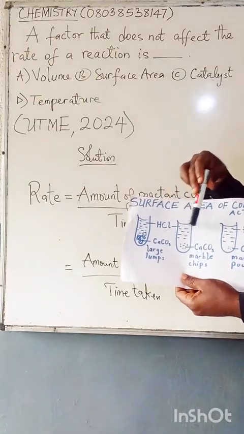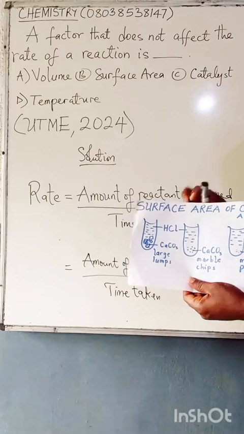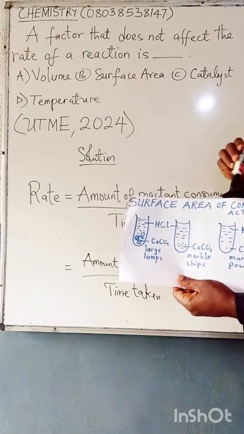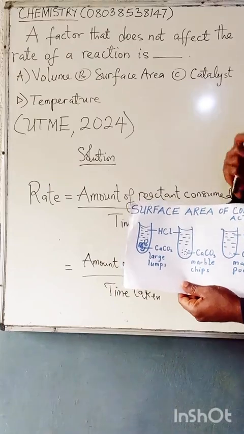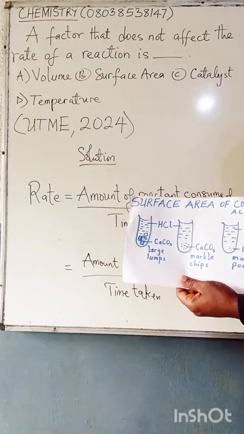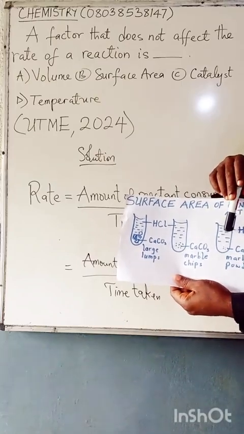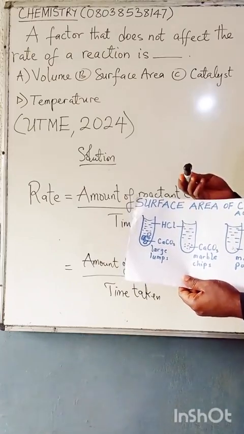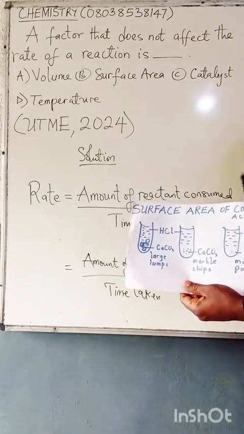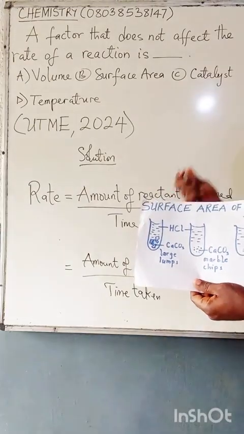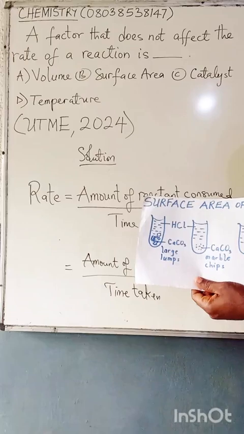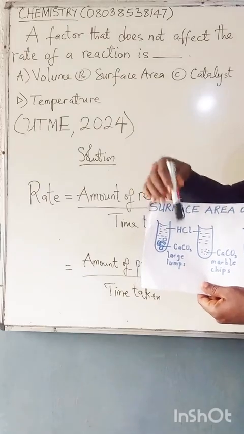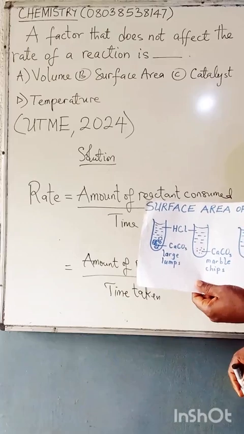In which of these 3 test tubes do you think that the rate of reaction will be highest? The rate of the reaction will be highest here, where the marble is in powdered form. Do you know why? It is because in powdered form, the largest surface area of the marble is exposed to be in contact with the HCl. In the large lumps form, that's in big stones form, only a small surface area of the marble is exposed to react with HCl. Do you understand?